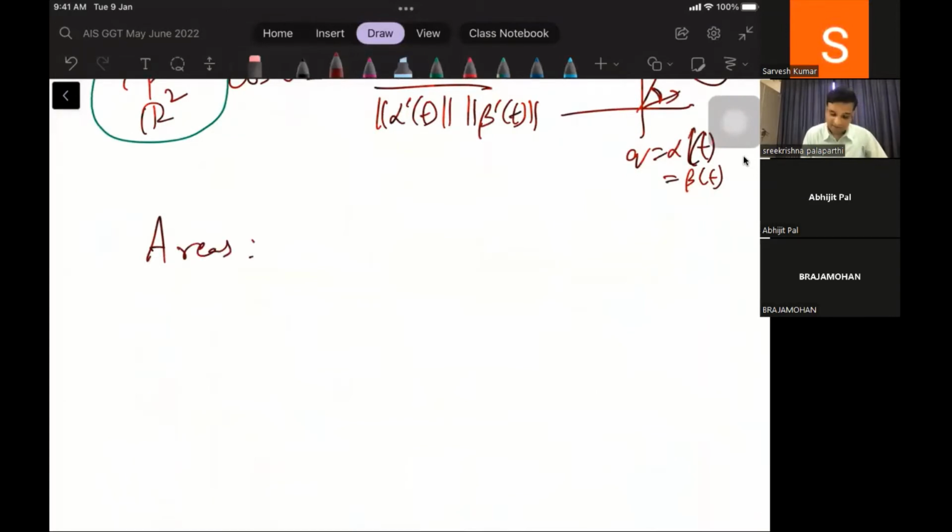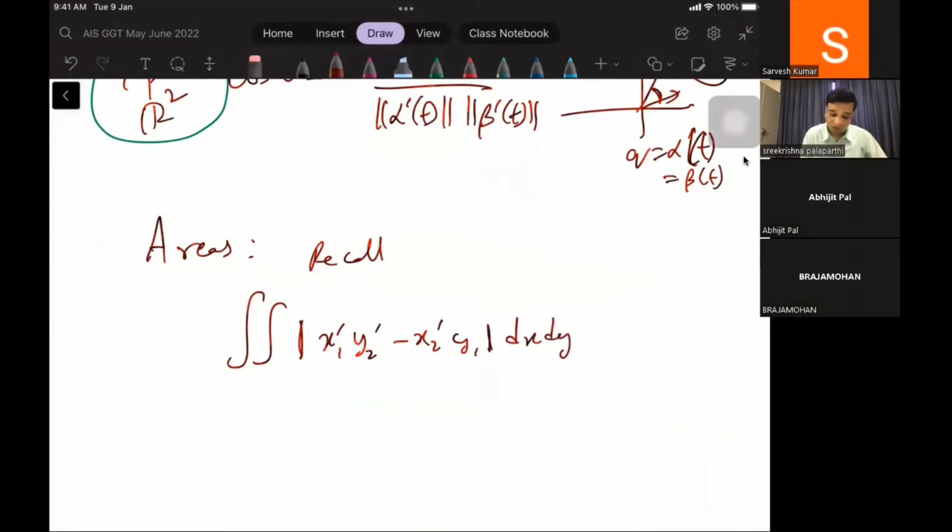Areas, once again. I'll quickly recall the formula for that. This is x1 prime y2 prime minus x2 prime y1 prime, where the norm of this dx dy over the area under question. So what is this? You have x1, y1, a parameterized curve alpha. Alpha of t is x1 of t, y1 of t, etc.